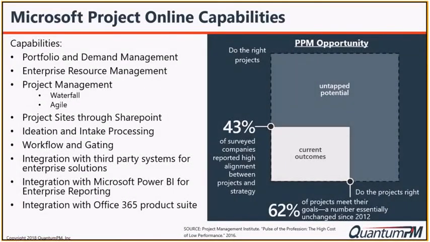Let's talk about Project Online capabilities. If you look on the right, this is a PMI survey, and it talks about the opportunity for excellence in terms of PPM. One of the challenges a lot of companies have is doing the right projects, on the x-axis. Most companies are doing 62% of them. The projects meet their goals and expectations, but there's a series that aren't. So there could be improvements from the execution perspective.